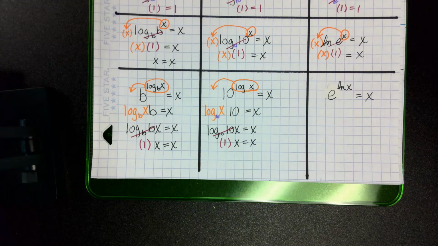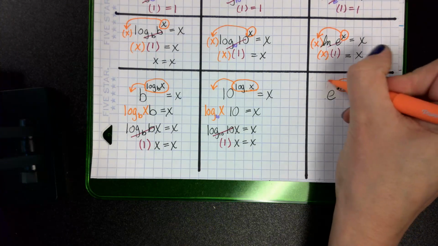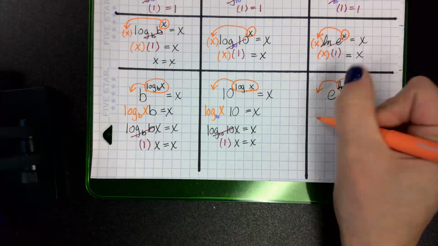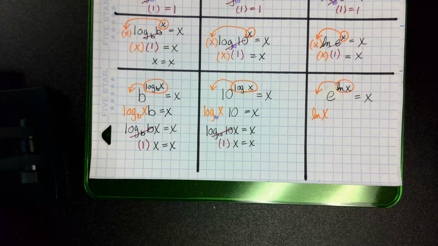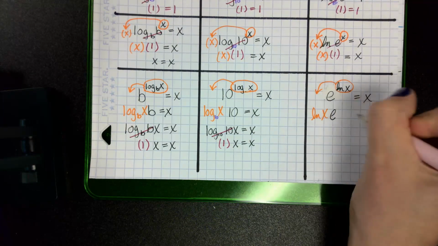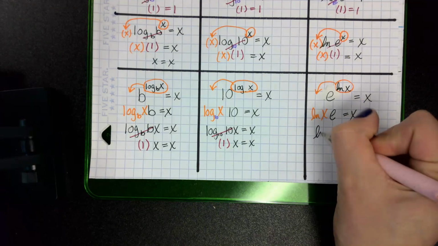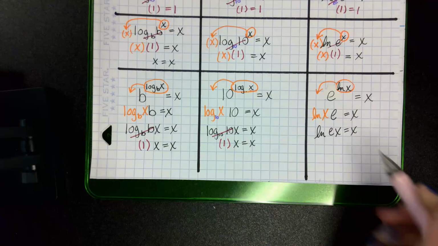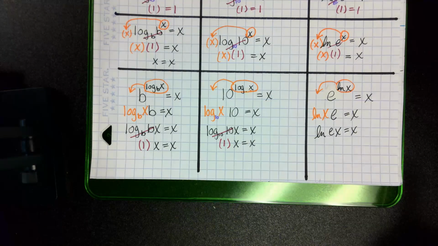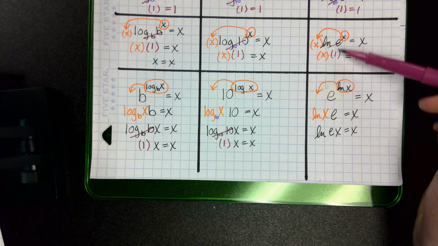And then one more time with the natural log, you can take the exponent, move it in front. So ln of x times e equals x. So ln of ex equals x, because I can switch the order here. Then I have the natural log of e, and we've already established that the natural log of e is just 1.